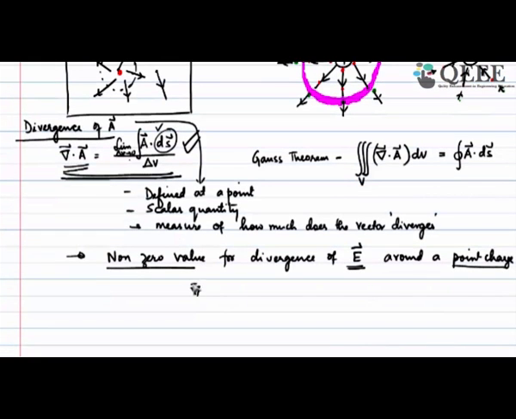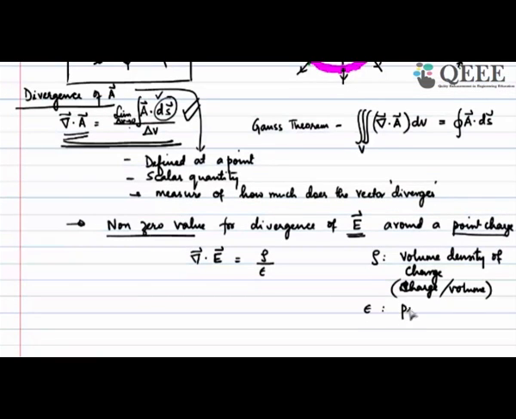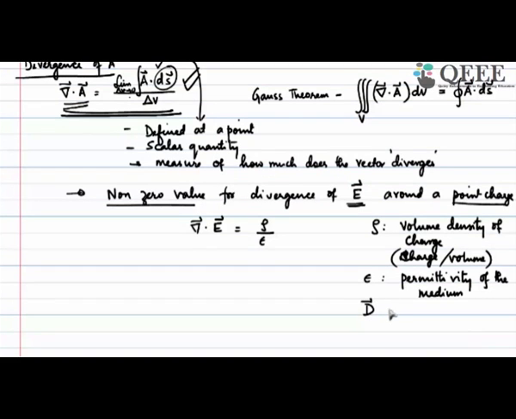In fact, the divergence of the electric field is nothing but the charge density over epsilon, where rho is the volume density of charge, which means it is the charge divided by volume, and epsilon is the permittivity of the medium. Remember from electrostatics, what is the definition of permittivity? Your electric displacement is related to the electric field through this permittivity. So this is the permittivity of the medium. The displacement vector is related to the E vector through the permittivity.